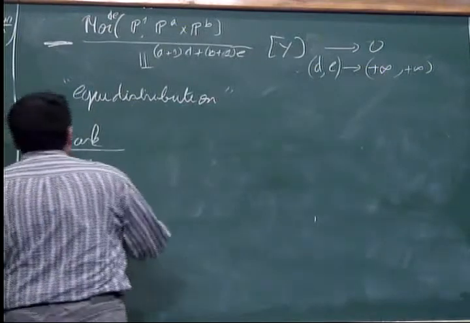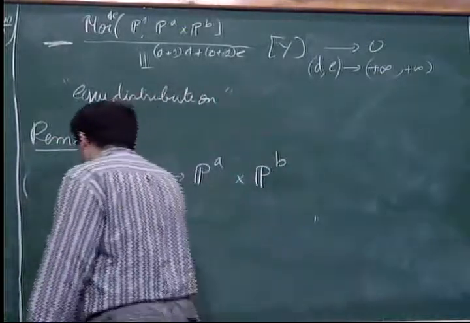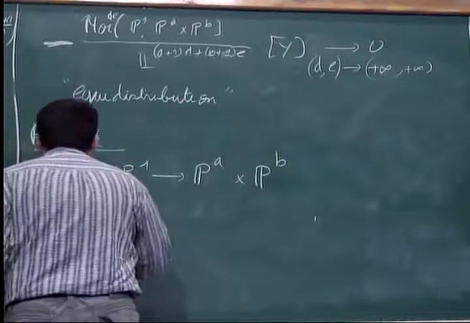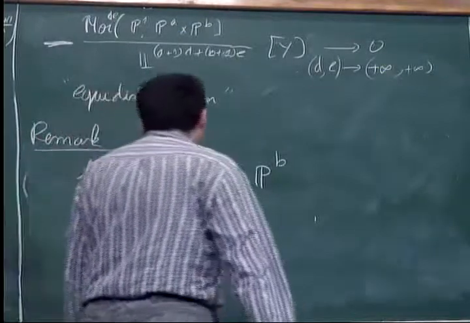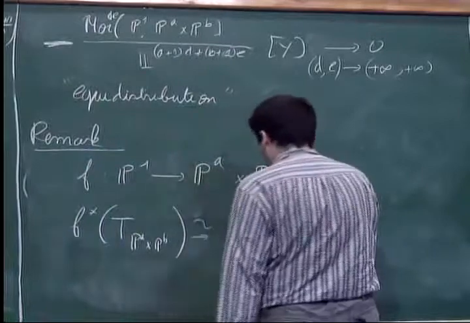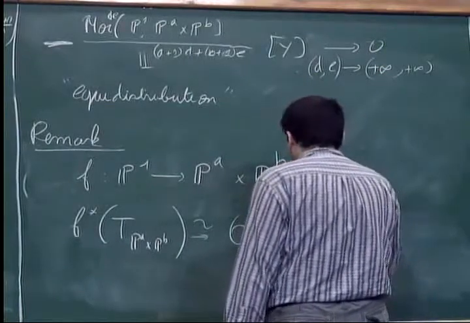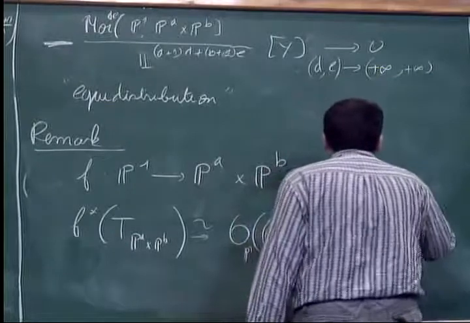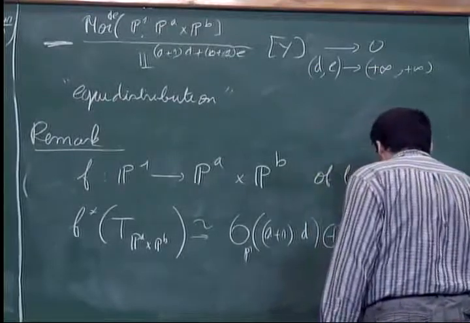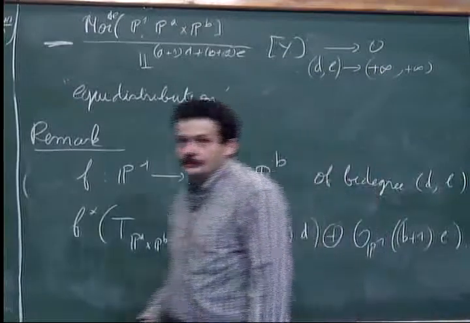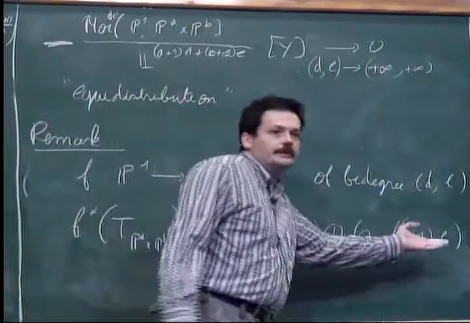So, of course, if you take f from P1 to PA times PB, then the pullback of the tangent space is isomorphic to O of A plus 1 times D, so of P degree DE, plus O of P1 of B plus 1 times E. So it's not very surprising that to have something which is really as free as you want, you need both D and E to go to infinity.